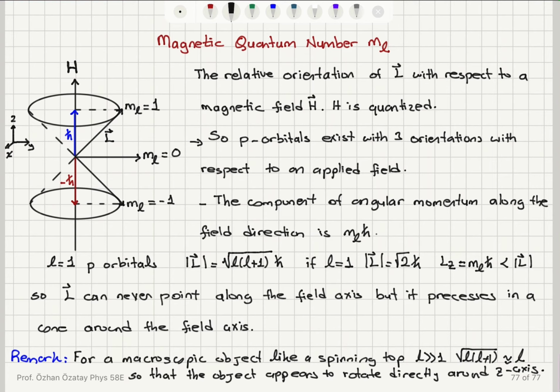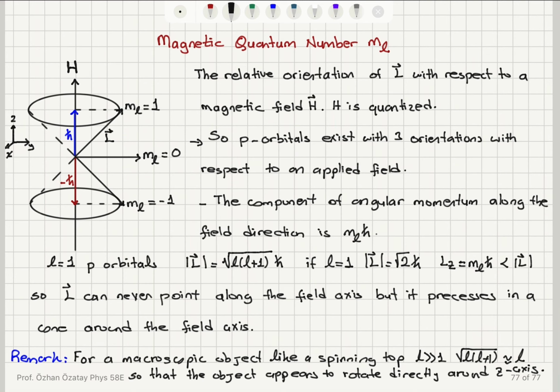Since the magnitude, square root of L times L plus 1, times h bar, is always greater than L sub z, we can see this: if L is equal to 1, you have square root 2 h bar, which is about 1.4 h bar. That is greater than m sub L h bar. The L vector is never pointing along the field axis, but it's precessing in a cone around the field axis with a component on the field axis given by m sub L h bar.